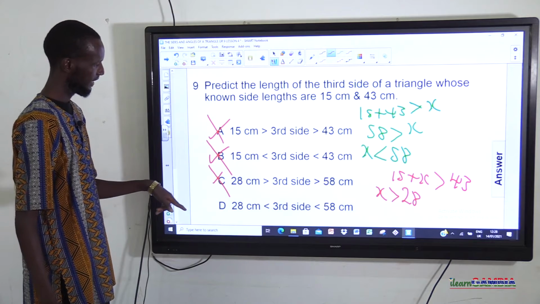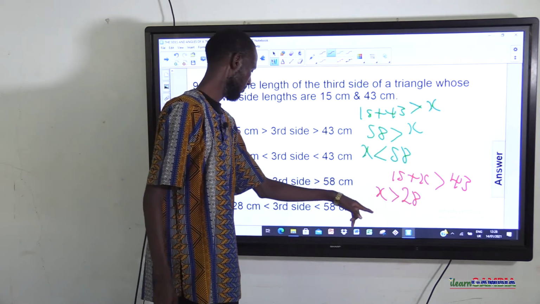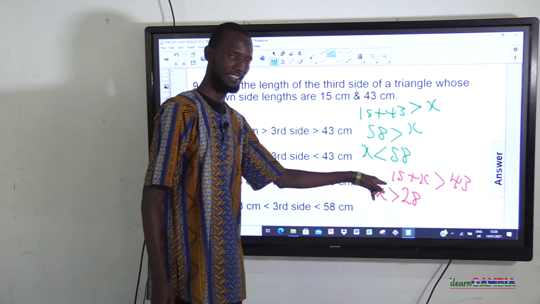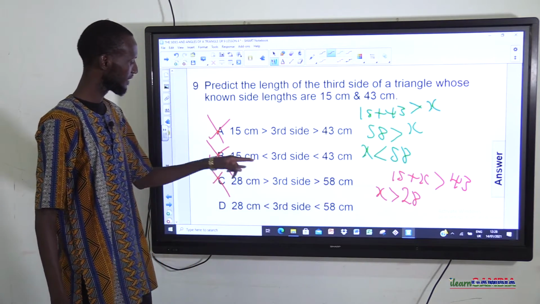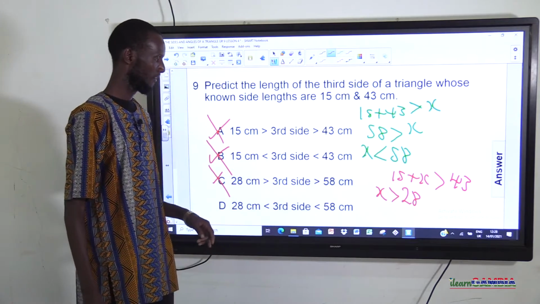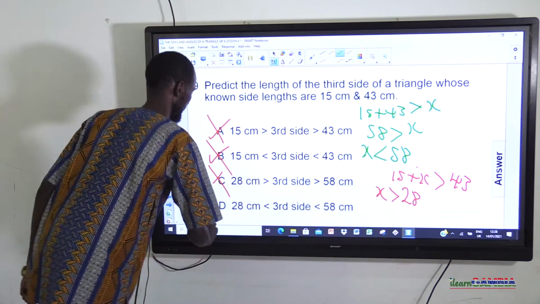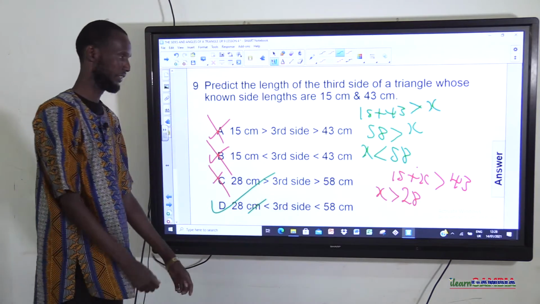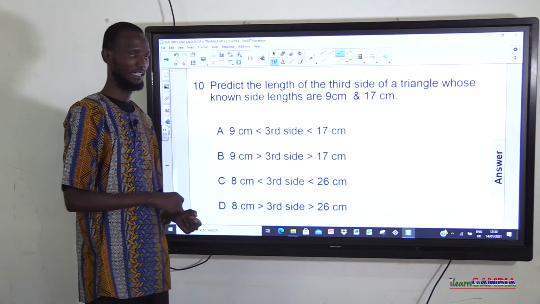28 less than third side. Yes, we got that because the third side is greater than 28. So that's a check. And then the third side less than 58. We also got that. So this is the only correct one, D. So now we look at this number 10 here.